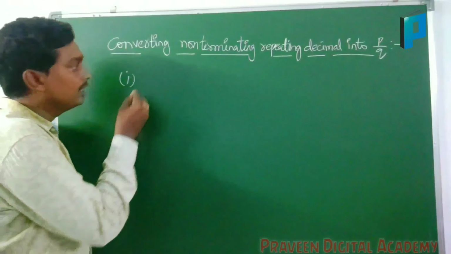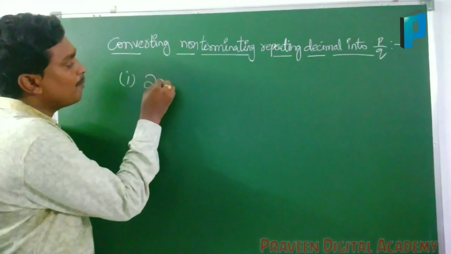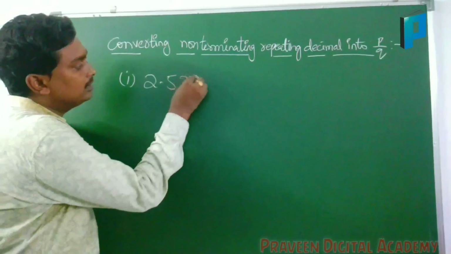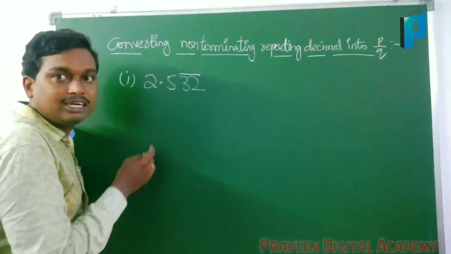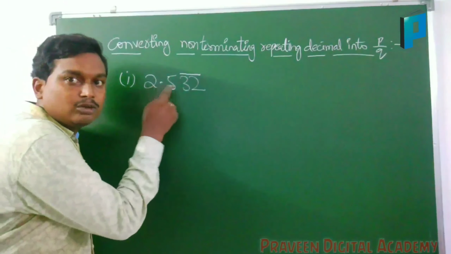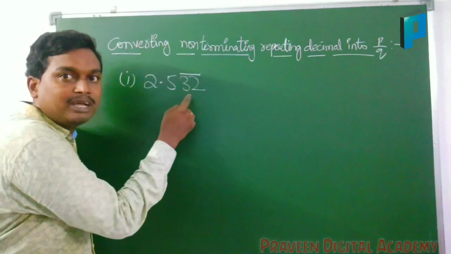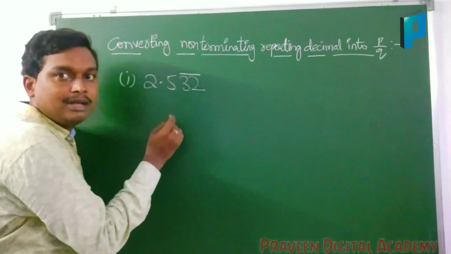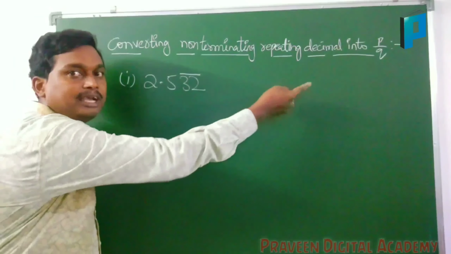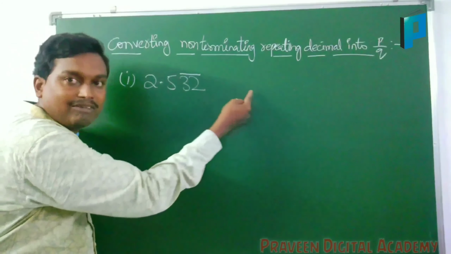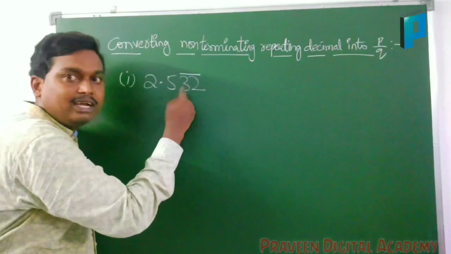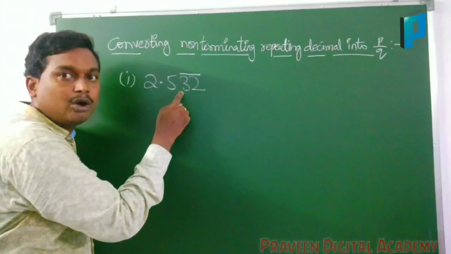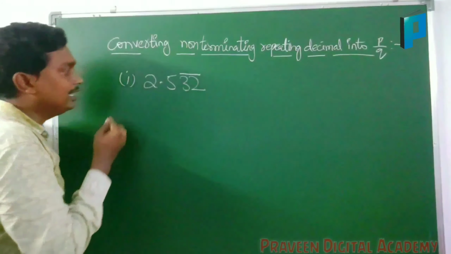If you have something like 2.532 with a bar over 32, this is a non-terminating repeating decimal. Why? Because 32 has a bar, which means that number is repeating. 32, 32, 32 repeating many times, so it has no end and is repeating. Not having an end and not repeating is called non-terminating, non-repeating decimal.